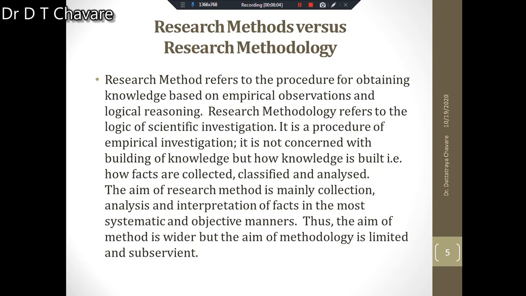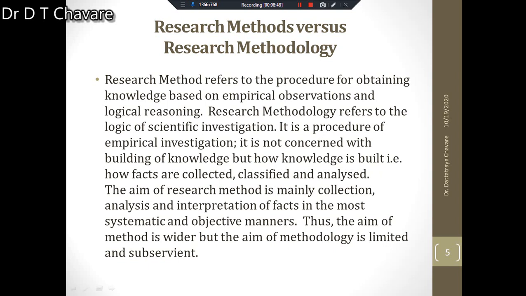The aim of research method is mainly collection, analysis and interpretation of the facts in the most systematic and objective manner. What is the aim of the research method? Try to understand. In this statement also you can understand the aim of the research method is mainly collection, analysis and interpretation of the facts in the most systematic and objective manner. Thus, the aim of the method is wider, but the aim of the methodology is limited and subservient. Okay? That's why you have to understand the exact meaning of research methods and research methodology.